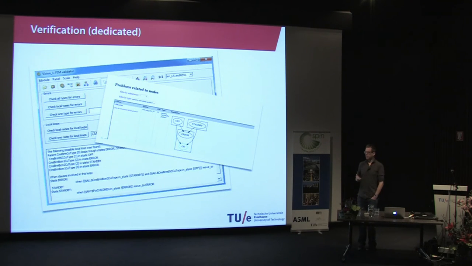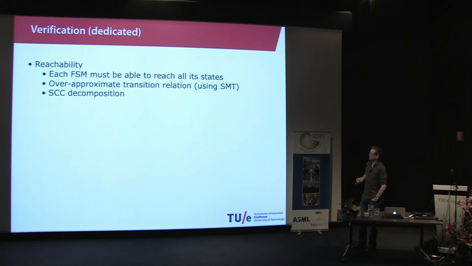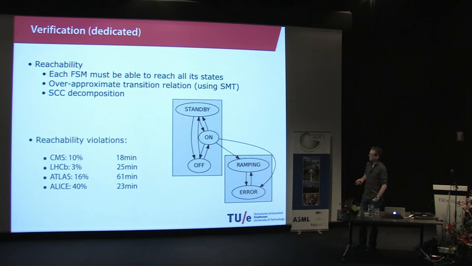So why did we develop this? Yeah, a question about the previous slide. You talked about the time. Did it take that many minutes to prove that 10% was wrong? Yeah, exactly. So the entire system was analyzed in 18 minutes, and the analysis resulted in the verdict that 10% was actually suffering from some issue. These time numbers indicate the analysis of the entire system, not just of a single FSM.